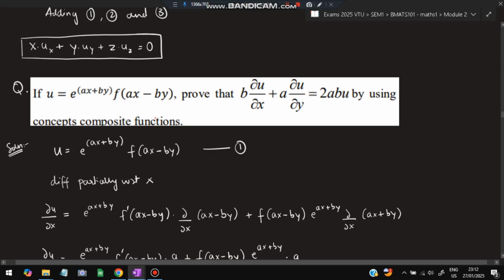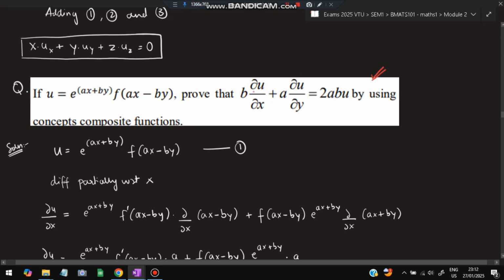Okay, let's have a look at another super important and repeated question, which is u is equal to e power ax plus by f of ax minus by. Prove that b into del u by del x plus a into del u by del y is equal to 2abu by using the concept of composite function. This is also the same type of question.